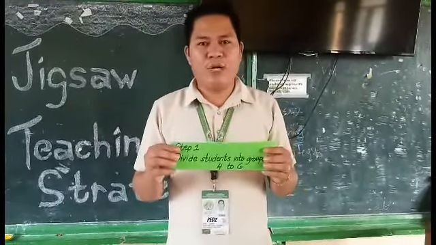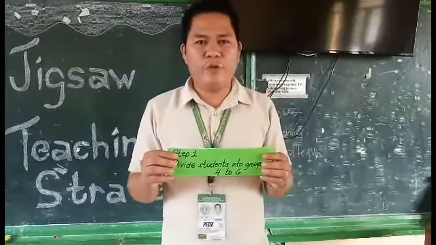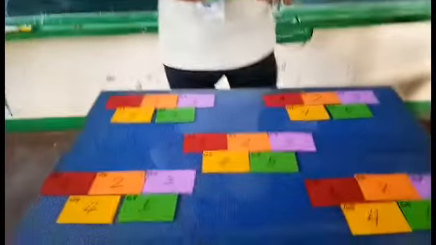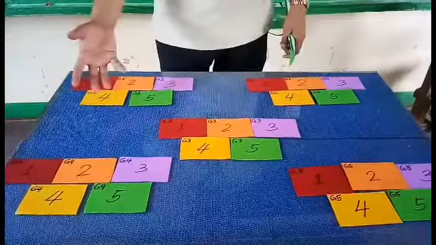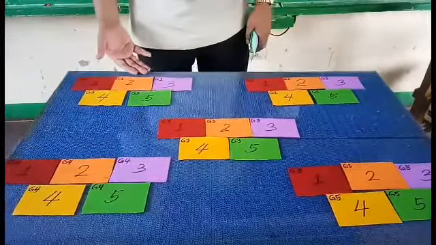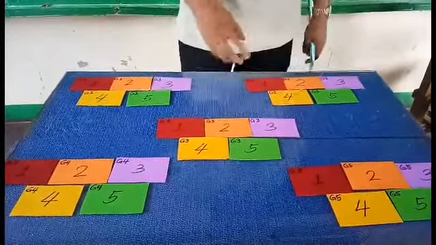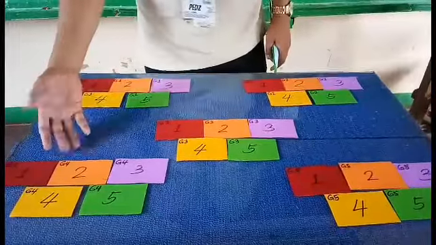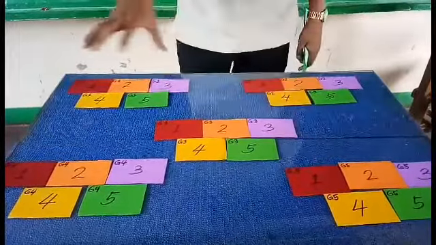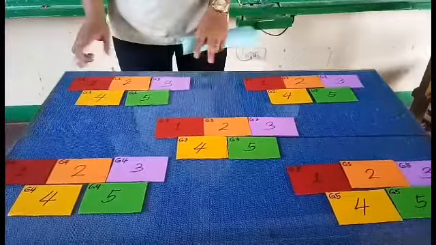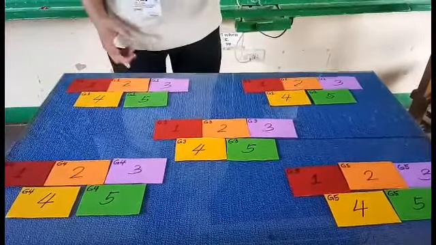In step number 1, divide students into 4 to 6 groups. So in my demonstration, there are 5 groups. We have group number 1, group number 2, group number 3, group number 4, and group number 5. In each of the groups, for group 1, there is a corresponding number for each student.